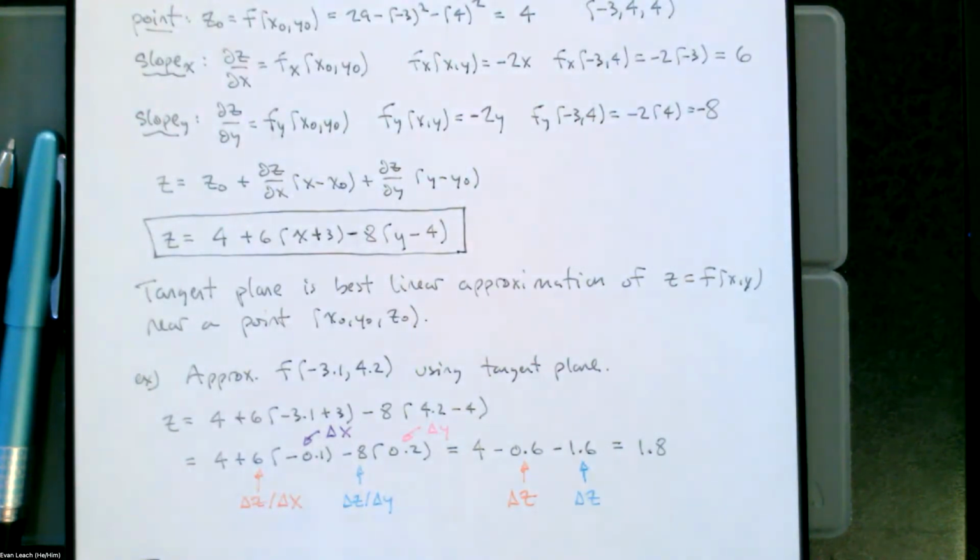There's a delta z from the change in x and a delta z from the change in y. So we end up at approximately 1.8, which seems like a big change, but look how steep our function is in the y direction. And look how steep our function is in the x direction and how we're going backwards. Any questions?